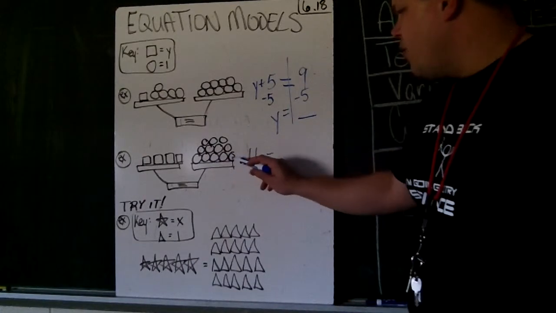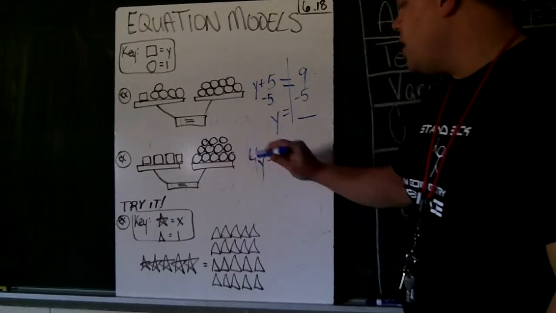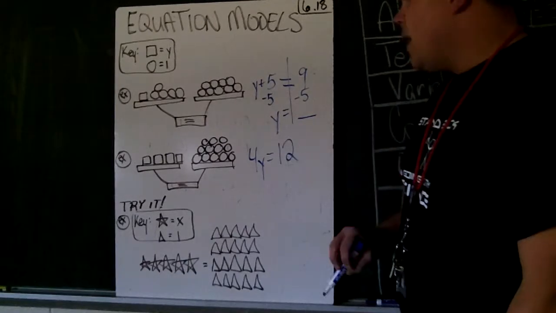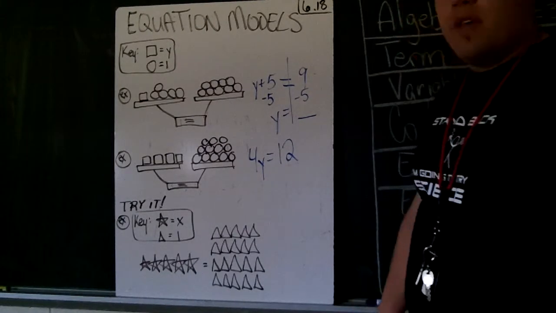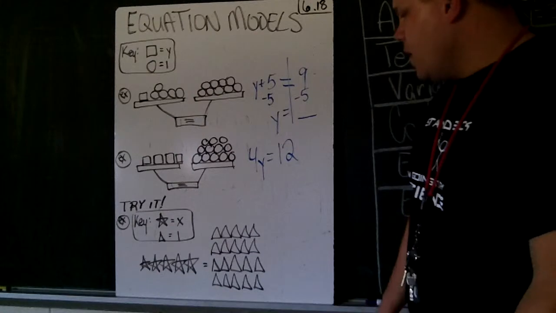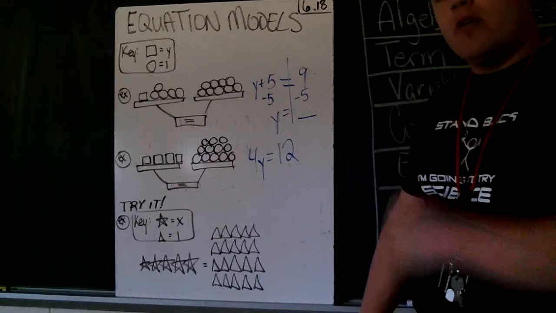I have 1, 2, 3, 4, 5, 6, 7, 8, 9, 10, 11, 12. And I have 12 counters on the right side. So I would have the equation 4y equals 12. So I have a coefficient here. I want to get rid of that coefficient.